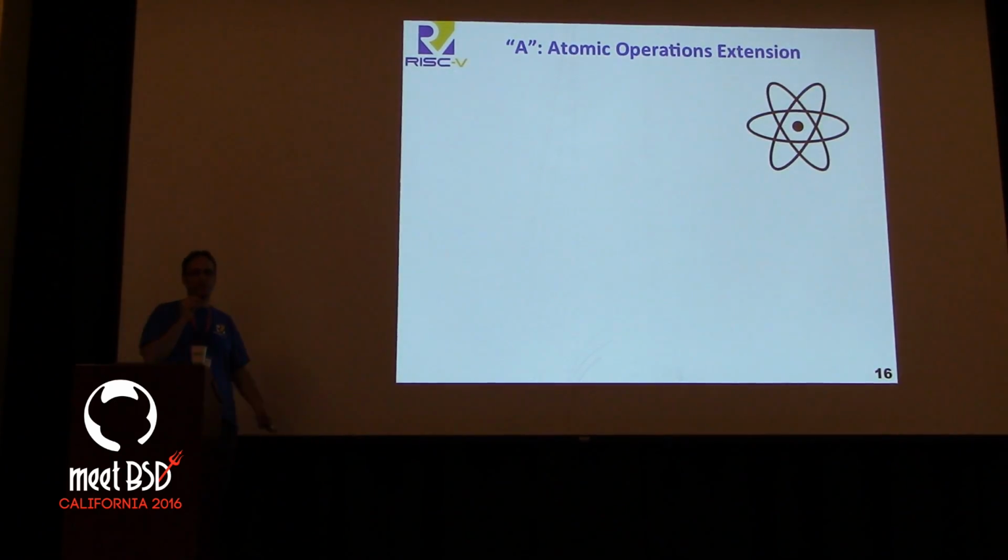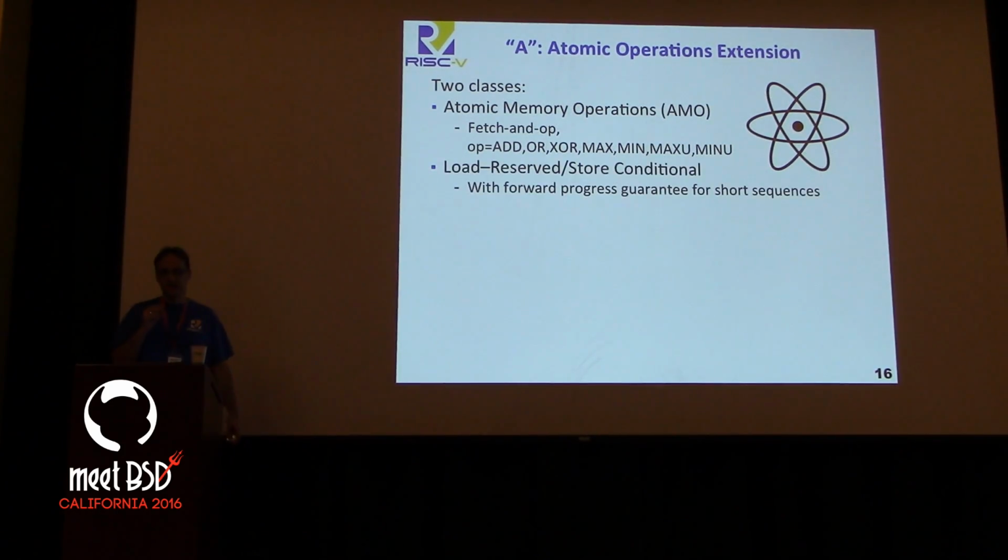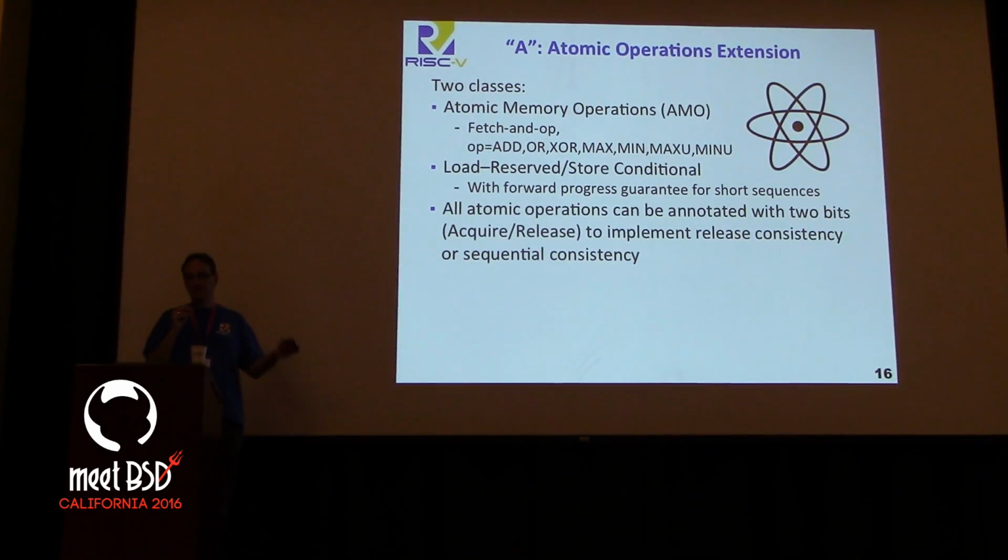So quickly, a few things that might be interesting to the OS community. The atomic operations extension. Atomic ops has two classes. We have AMOs, so fetch-and-op of various kinds, as well as load-reserved store-conditional. And the load-reserved store-conditional has a forward progress guarantee for short sequences as well. One thing is that all these AMOs can be annotated with a couple of bits to implement release consistency or sequential consistency. Those familiar with ARMv8, they came out with the same kind of thing a bit later. We had this in the earlier version of the spec.